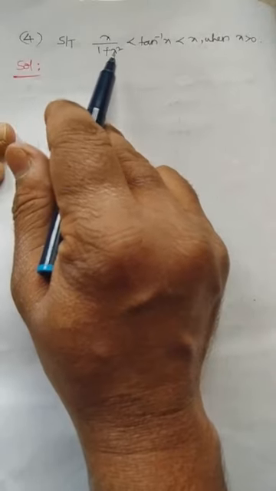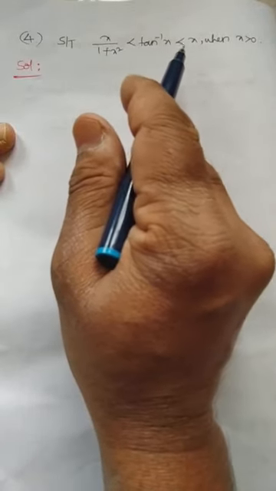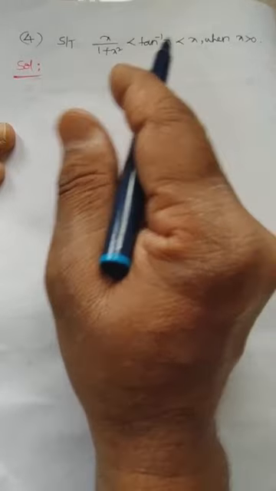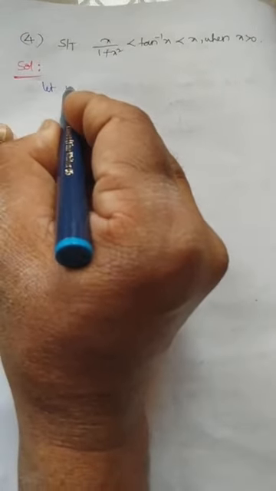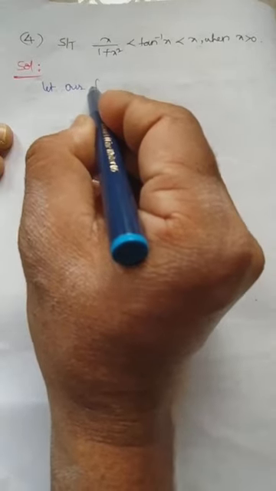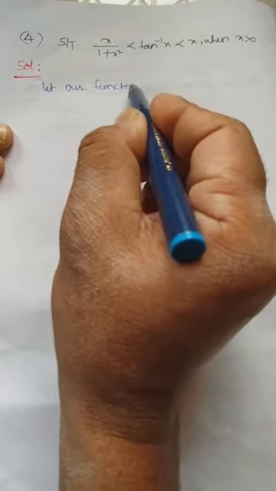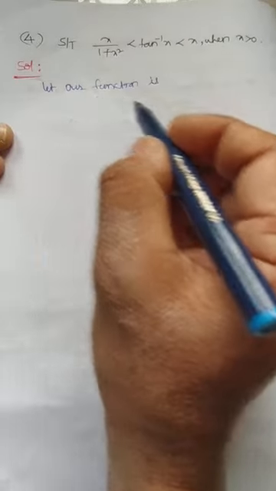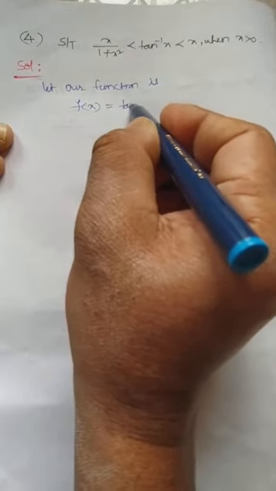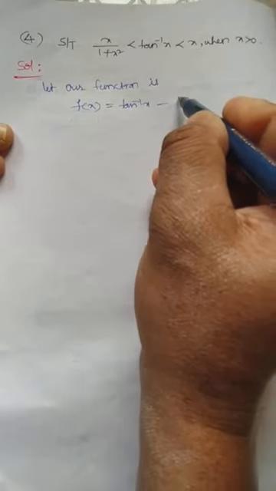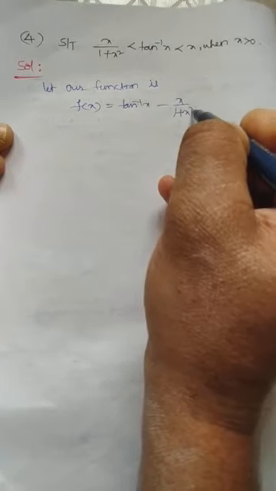Now the same problem with different functions here. Let us show that x by 1 plus x square is less than tan inverse x is less than x whenever x is greater than 0. So now the same thing we are going to do here. Let our function be f of x is equal to tan inverse x minus x by 1 plus x square.